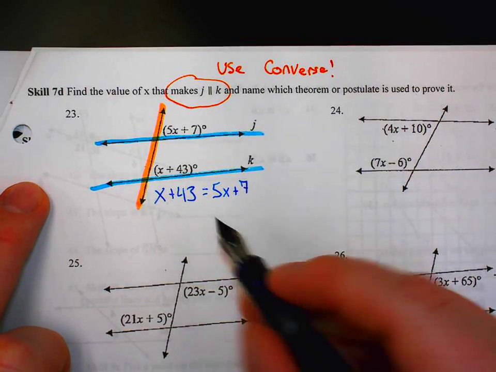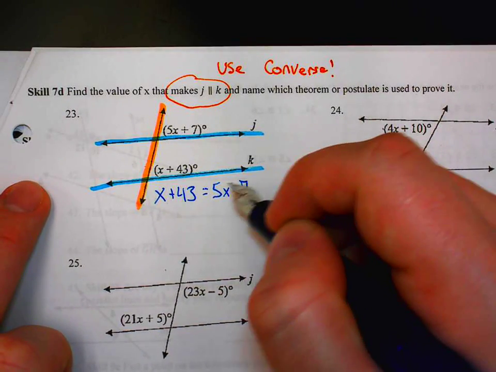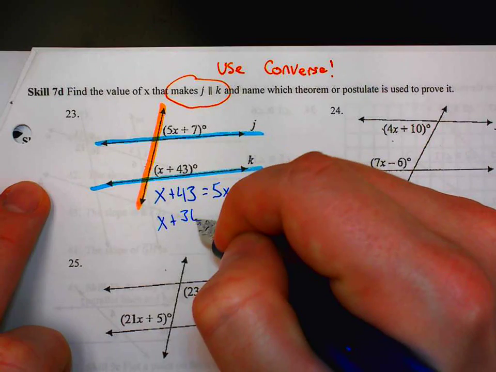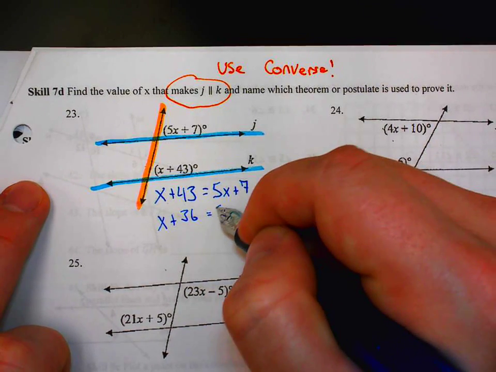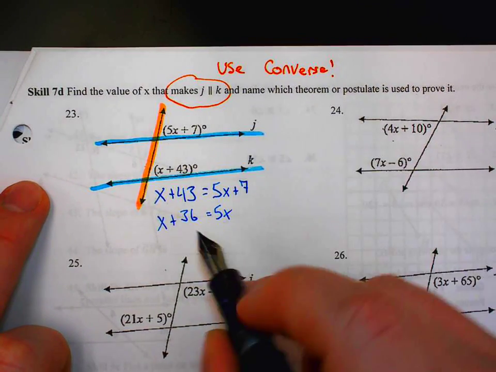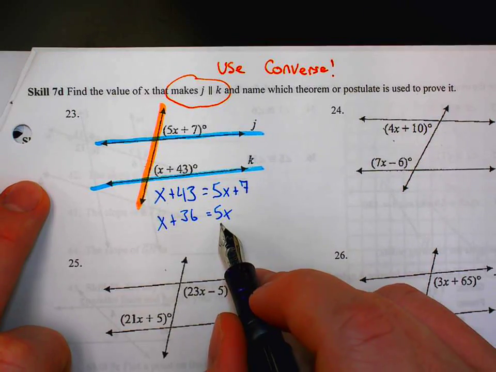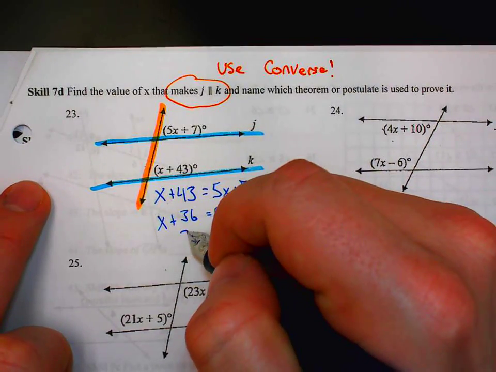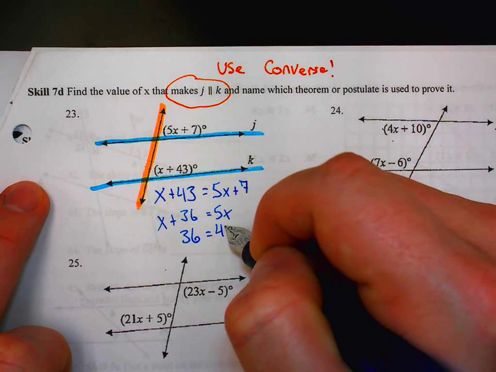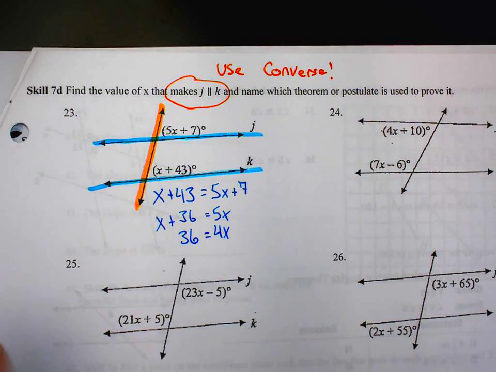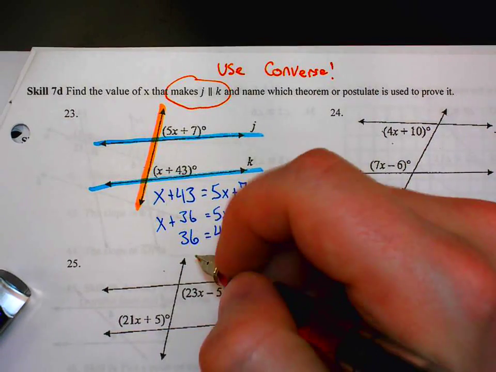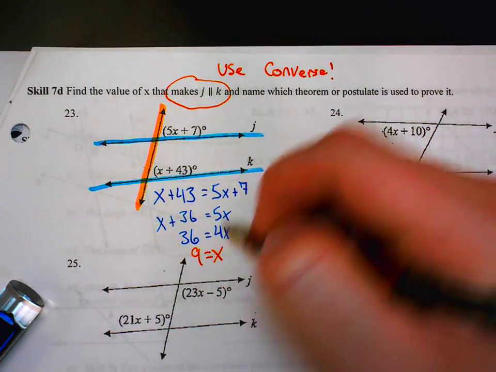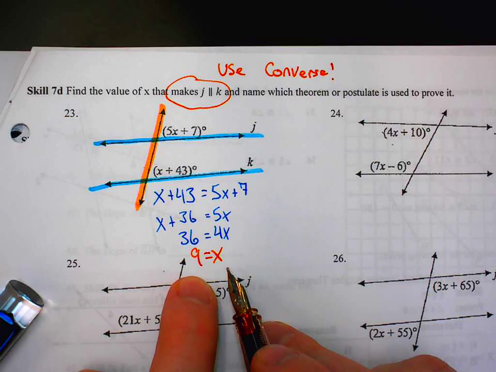To solve, first I'll subtract the 7 to get this 5x by itself. That'll give me x plus 36 equals 5x. Then subtract the x from both sides in order to get the x's together. 5x minus x would be 4x. Finally, we'll divide by 4 to get x equals 9. This is the value of x that made them congruent.